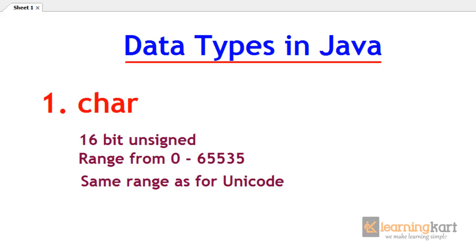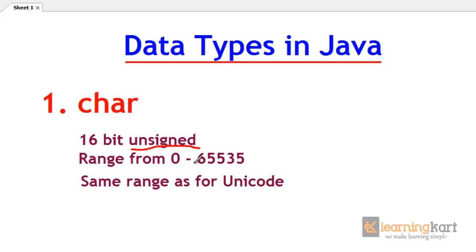Now let us see the next data type, which is char. Now char is a 16-bit unsigned variable. Now the important point here is this unsigned. Now because this is unsigned, the value is not a negative value. So it goes from 0 to 65,535. Now this value is the same as the range for a Unicode set.